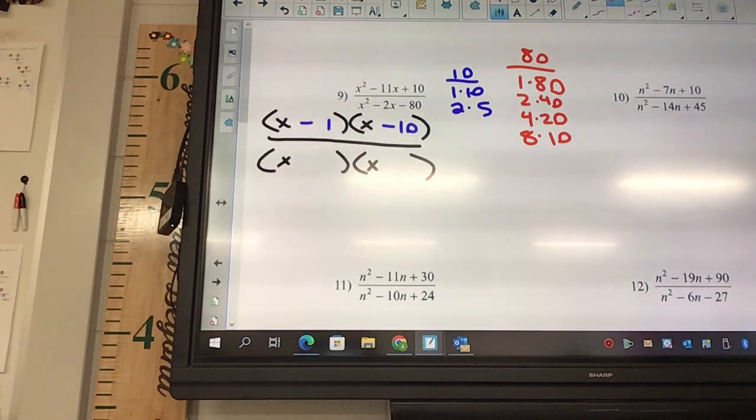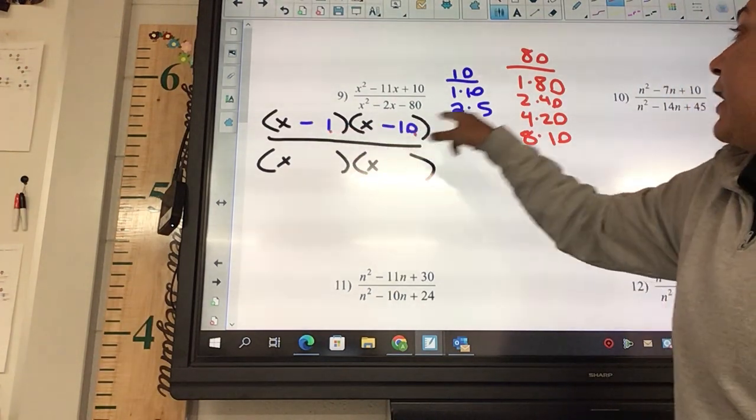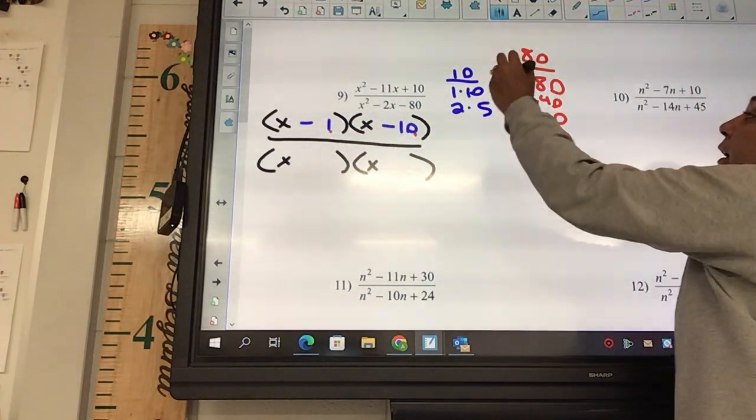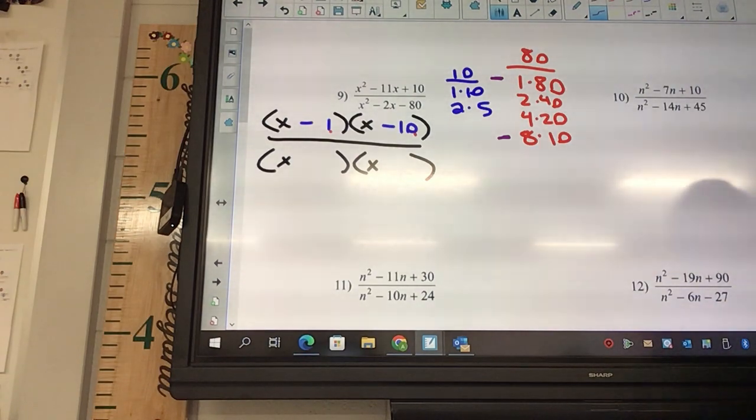Okay, with these, and again, I can look. I either need something with a 1 or a 10. So the only two groups I should really be looking at is this one or this one. Okay, and I need a negative 2. Which one of those groups is going to give me a 2? The 8 and the 10.